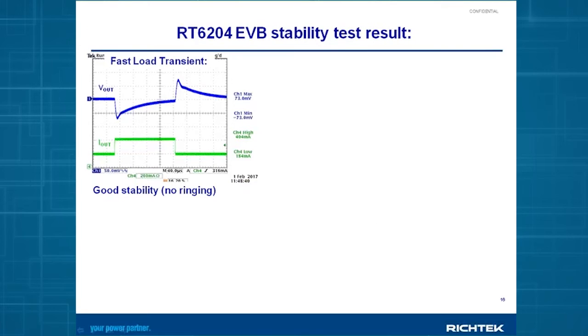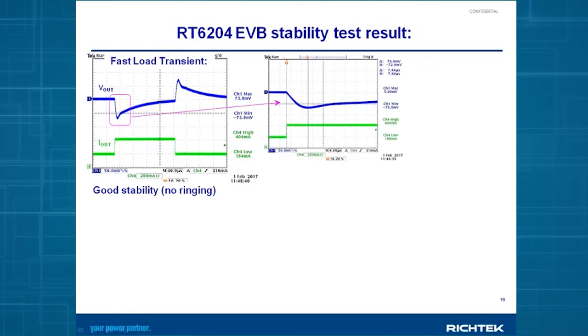This is the result of the fast load transient on the RT6204 evaluation board. You see that the result is very nice and smooth. There is no big bumps or dips or ringing. This means that it is a very stable design. But you can learn a bit more from this measurement. Because this is a very fast load step, you can zoom in to the actual response time of the converter.